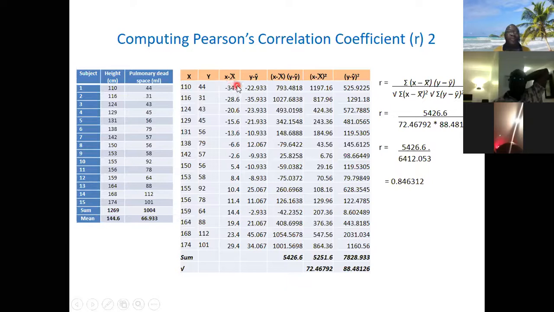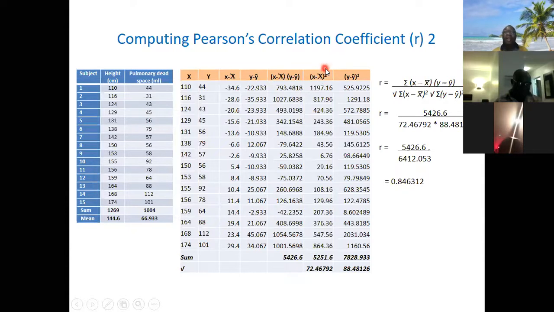So x minus x bar means you remove the mean from each value. This x is the height, y is the pulmonary dead space. X minus x bar means you are removing the mean of x from each of them, which gives you this. Y minus y bar, you are removing the mean of y from each value. So x minus x bar is multiplied by y minus y bar. Multiply these two, it gives you this, which forms the numerator when you sum it together.